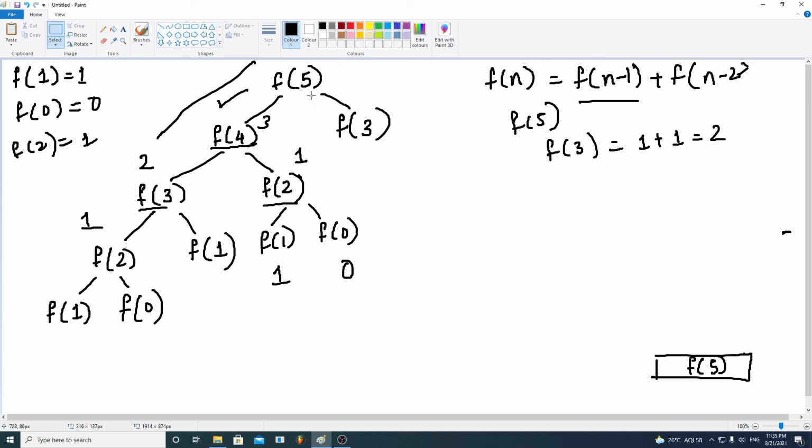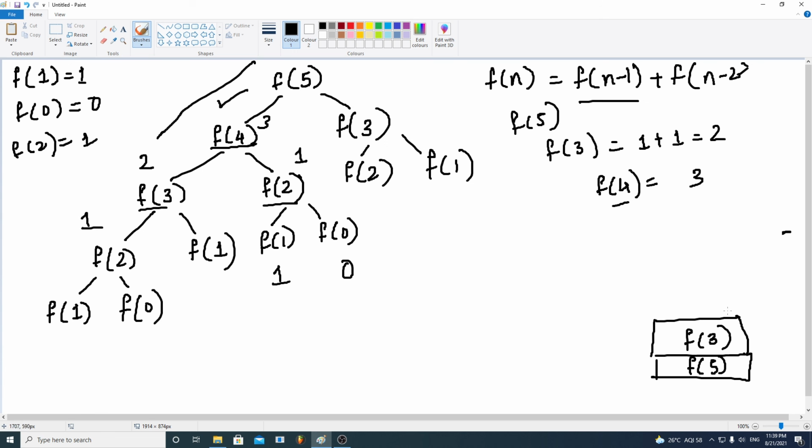And now what remains is f of 5. So for f of 5, we have the values of f of 4 and f of 3, and it does not know what f of 3 is. So now in the stack, we again have f of 3, and for f of 3, we have f of 2 and f of 1. We don't know what the value of f of 2 is, so again f of 2 is going to get added, and then we'll have f of 1 and f of 0.